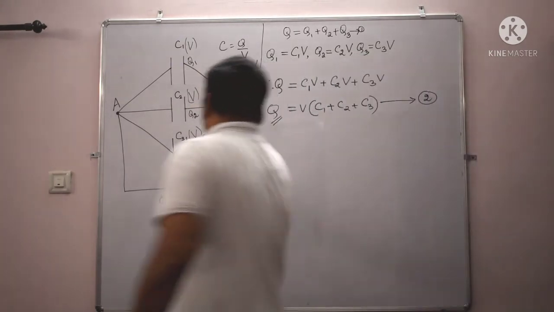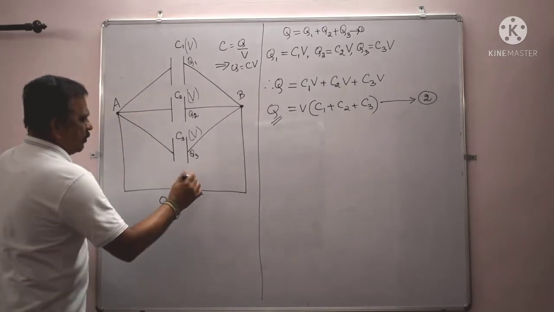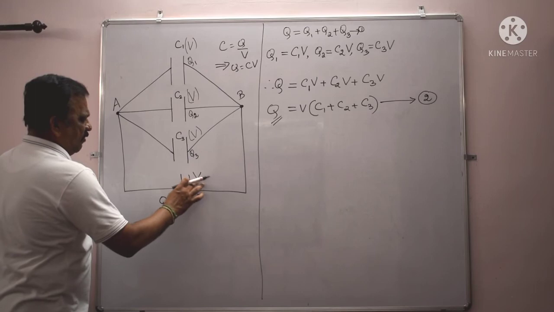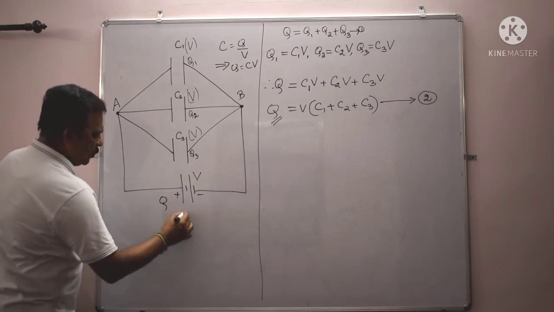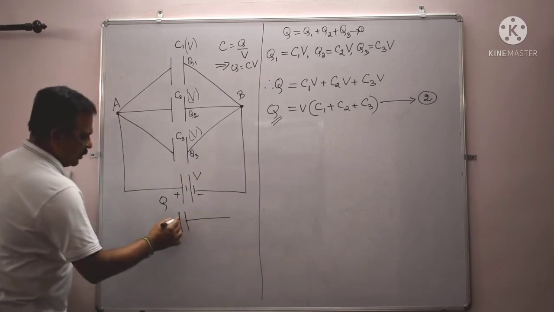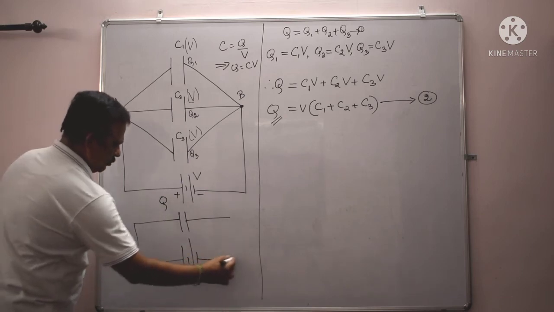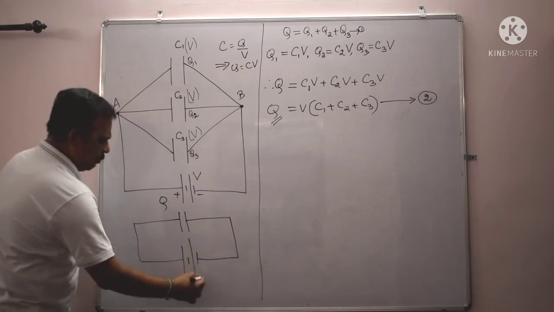So if I redraw the circuit diagram, taking out C1, C2 and C3 from the circuit and introducing their total capacitance like this, connected to the same battery.